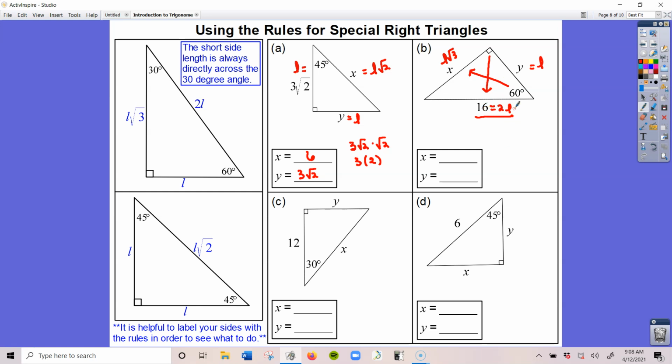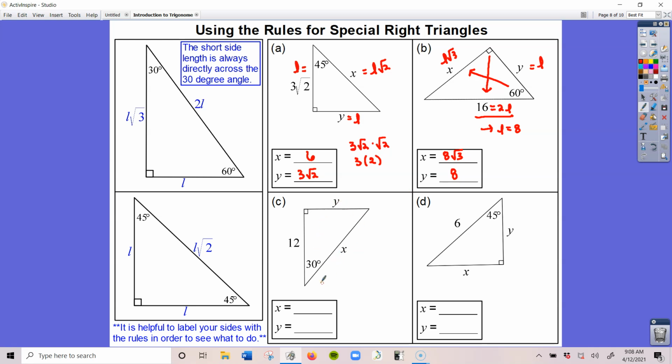So if 16 is equal to 2L, we would divide both sides by 2, and we get that L is equal to 8. So here we have y is equal to L, so that means that y is 8. X is equal to L square root of 3, so that means that x would be 8 times the square root of 3. Let's try again.